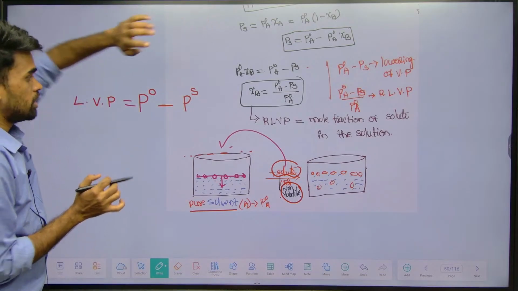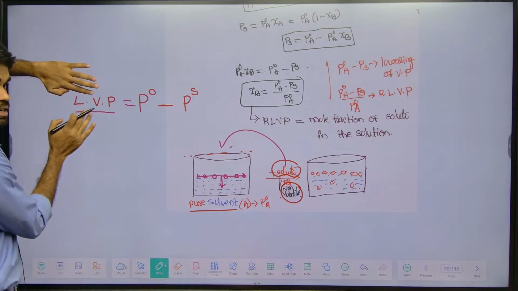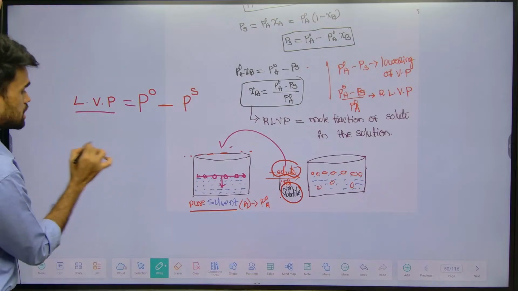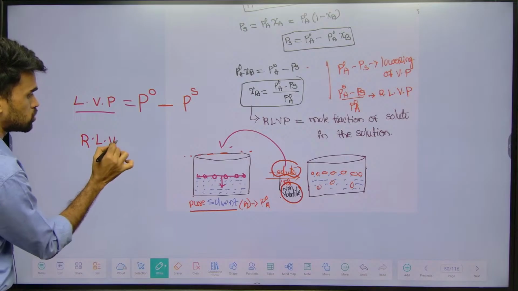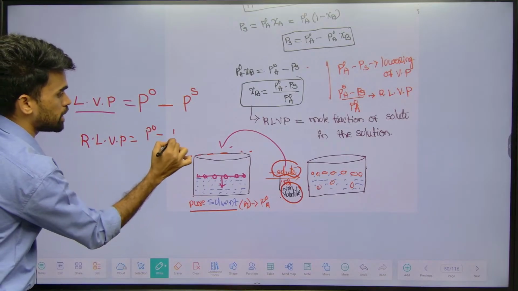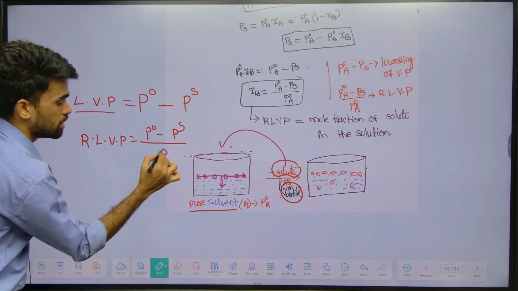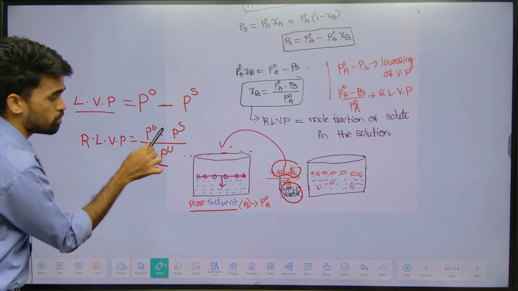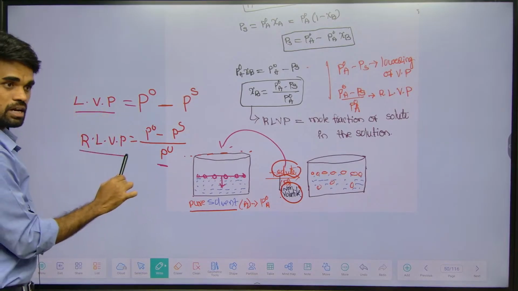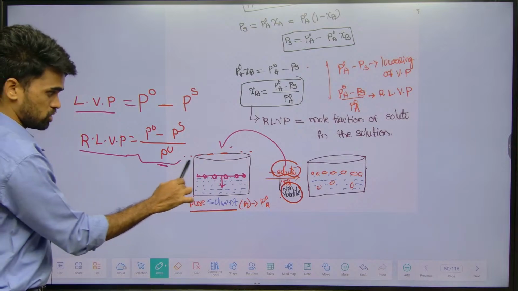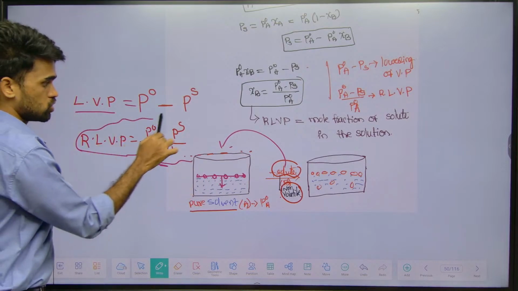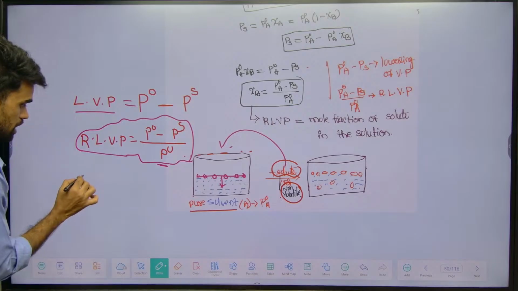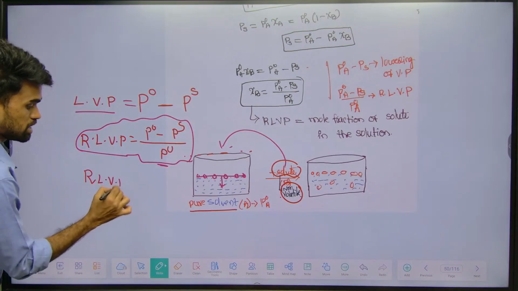Relative lowering. It means how much it is lowered relative to the initial. So RLVP is equal to P0 minus PS by P0. It means relative to the initial case, how much it is lowered. That is relative lowering of vapor pressure. Is this clear? Okay.